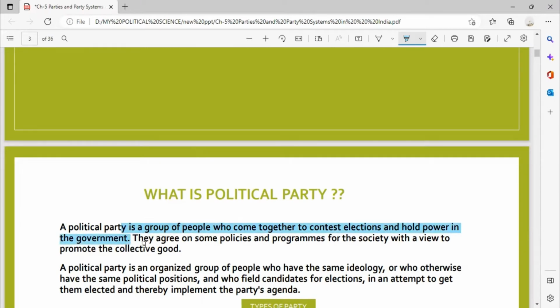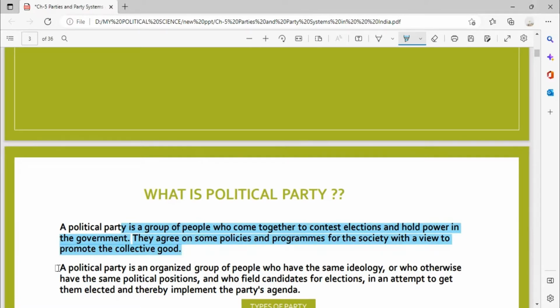Another important thing is that they agree on some policies and programs for the society with a view to promote collective good. So this is important. That means they want to do some collective good. And remember, the political party or party system which is being created is a method to serve the society and the nation. Though the motive may have changed, still this was the primary motive.